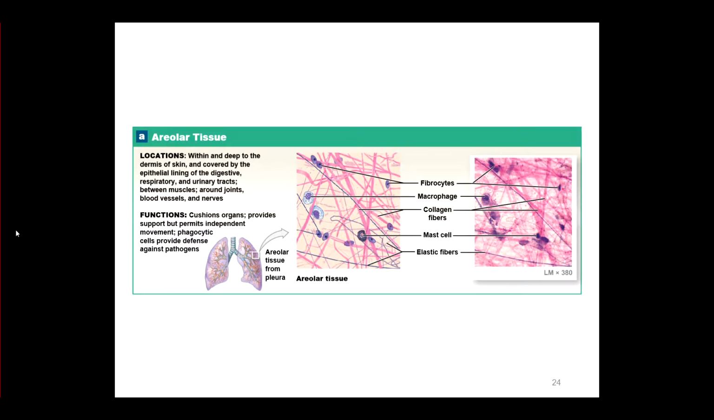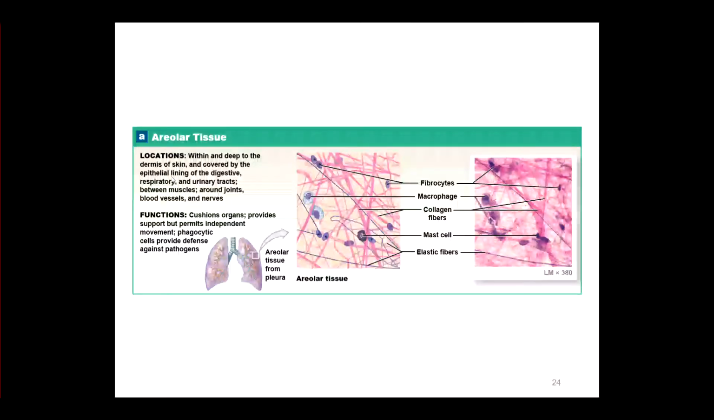Okay, so we see areolar connective tissue within and deep to the dermis of the skin. Right, when we study the integumentary system, guys, I'll show you that the areolar connective tissue is under the skin. It's also underneath epithelium. Right, we studied that when we did epithelial tissue. It's underneath the epithelial tissue of the digestive tract, urinary tract, respiratory tract, right? All of those systems that are open to the outside world.